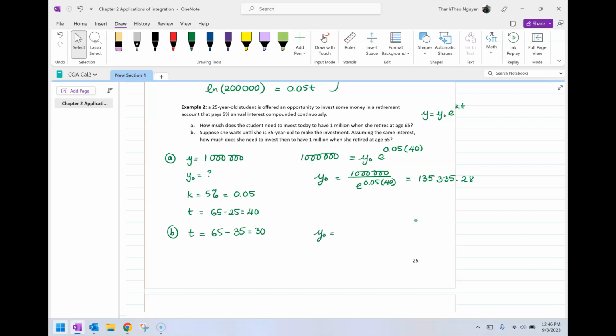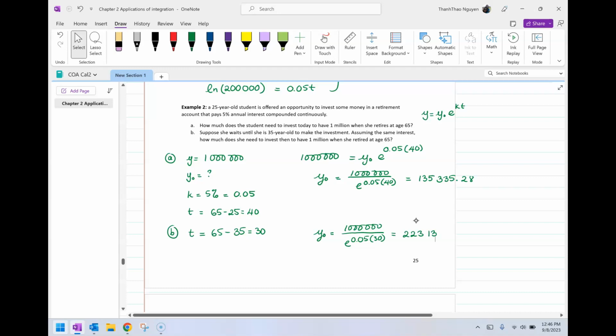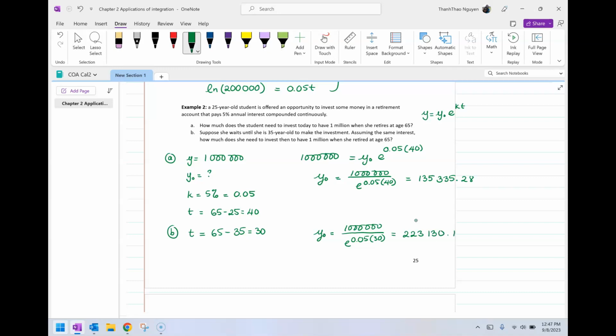So y naught is still equal to 1 million divided by e to the 0.05 times 30, and that is $223,130.16.